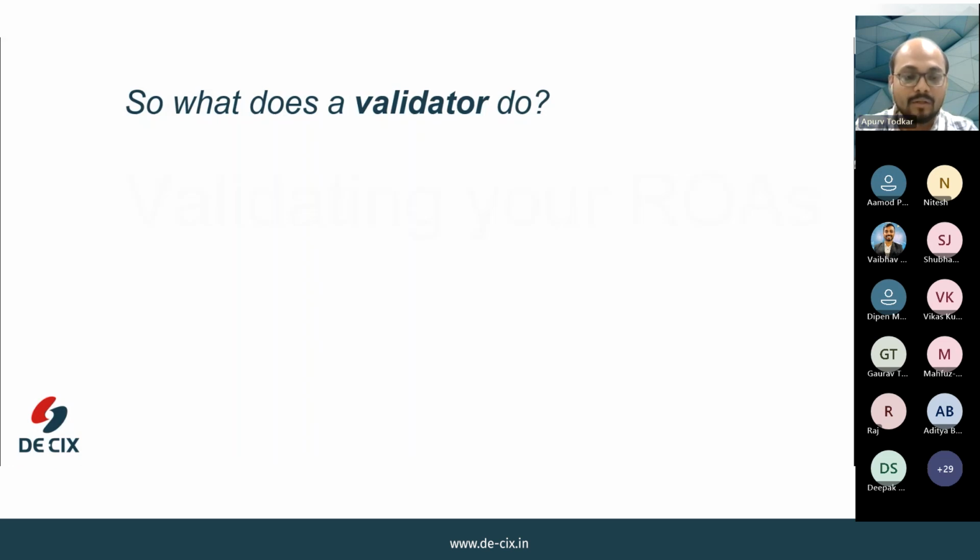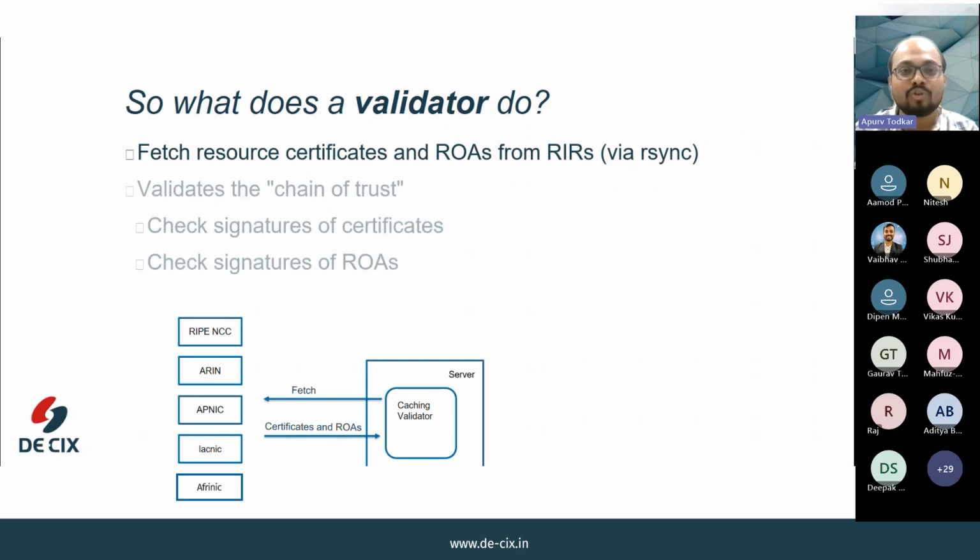Okay. So this is done using software called a validator, which runs on a server and not on your router. Because the router itself has to handle the routing task. This validator part is not being taken care of by a router anyway.